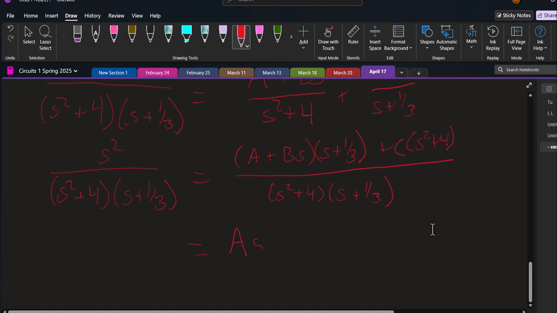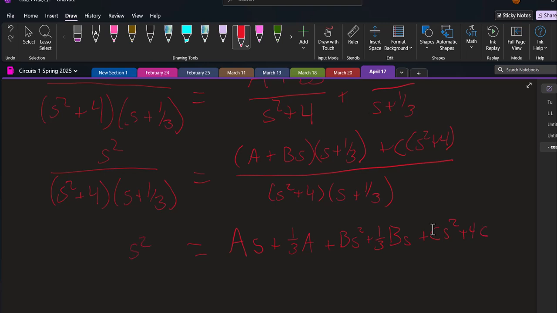Yeah. So this is as plus 1/3 a plus bs squared plus 1/3 bs plus cs squared plus 4c.